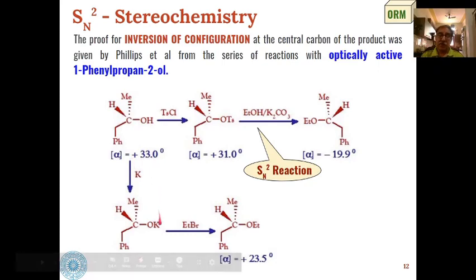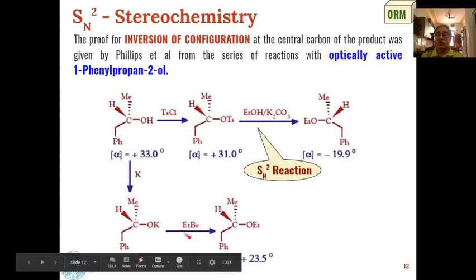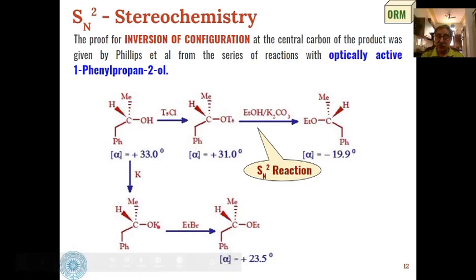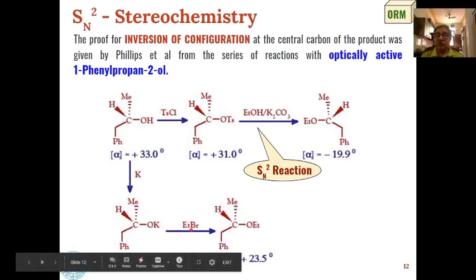And when this salt is treated with ethyl bromide, that means this K will be replaced by ethyl, and now also there will be no effect on the carbon oxygen bond. That means the configuration again will remain the same. This was dextrorotatory, this is also dextrorotatory. So we will get this ethoxy substituted product. And if we see the structure of these two, this is levorotatory and this is dextrorotatory.